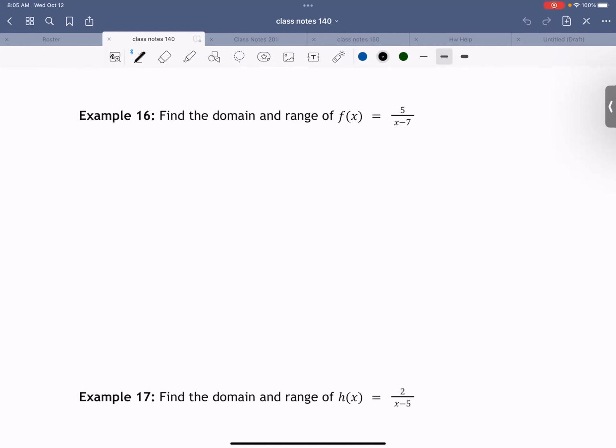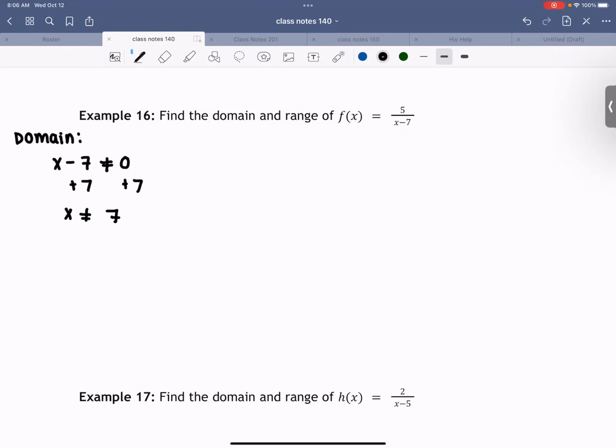So example 16, it says we want to find the domain and range of 5 over x minus 7, okay? With this example, we need to find the domain first, right? Domain. And to find the domain, we're going to take the denominator, set it equal to 0. So what's our denominator here? X minus 7, good. I'm going to set that not equal to 0. Kind of weird to see that, but to solve for x, we're just going to add 7 on both sides. So x does not equal 7.